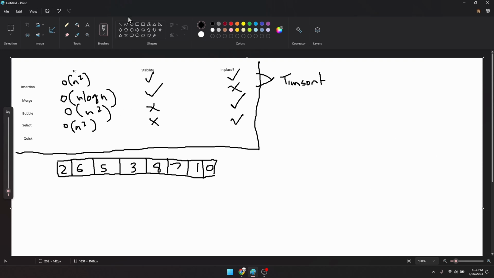So quicksort has been excluded from this analysis of sorting algorithms because I just came up with the worst examples ever. But I will tell you that quicksort has an n log n time complexity. It's not stable, but it is in place.